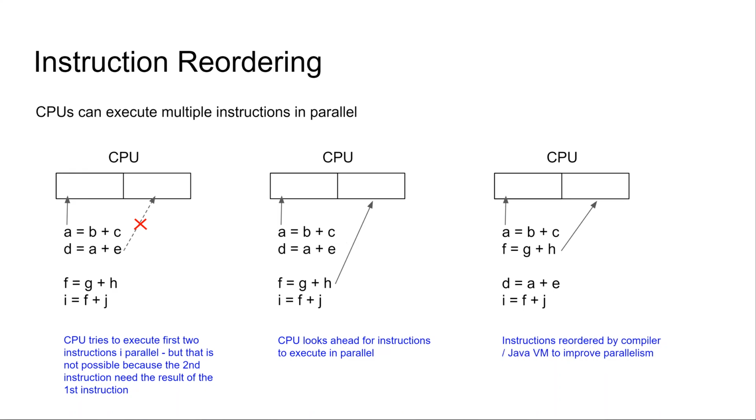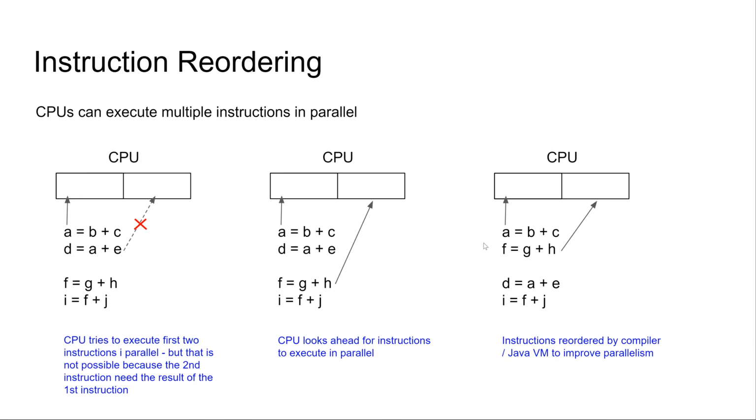To make the CPU's job easier, the Java compiler and the Java virtual machine may reorder instructions already at compile time. And that means either when your Java program is compiled into bytecode or when the bytecode is compiled into assembly language instructions by the Java VM's JIT compiler.